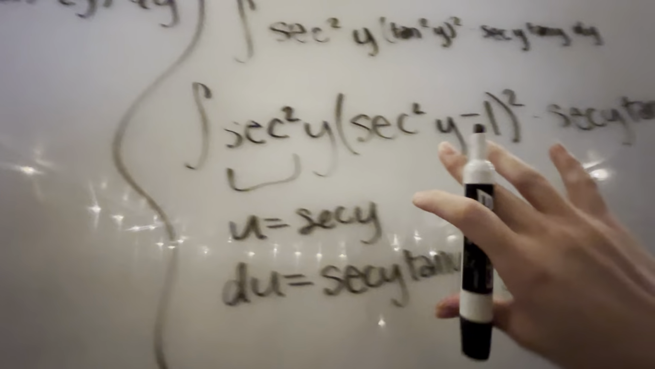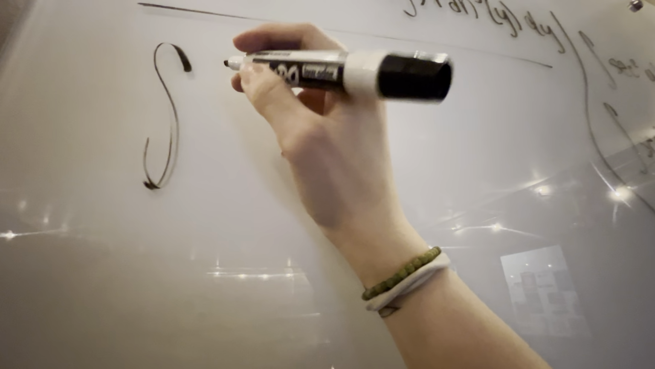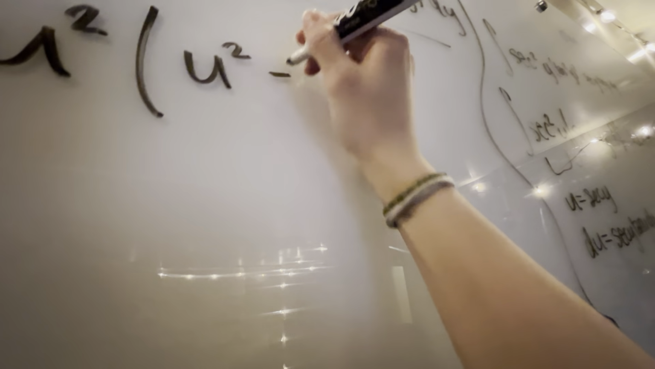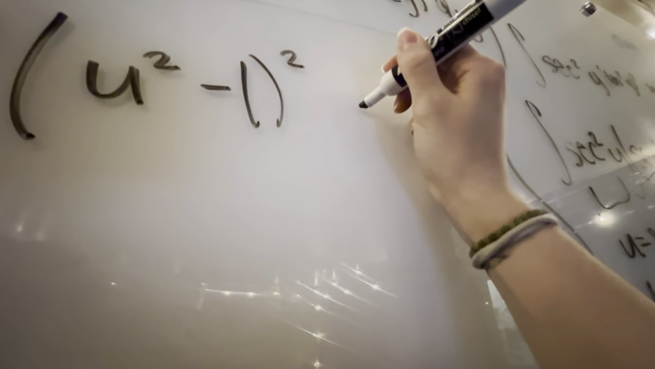Alrighty, then we have our integral. We just need to plug in our u and du. So this goes to integral of u squared times u squared minus 1 squared times, and this is du, so this all just becomes du.